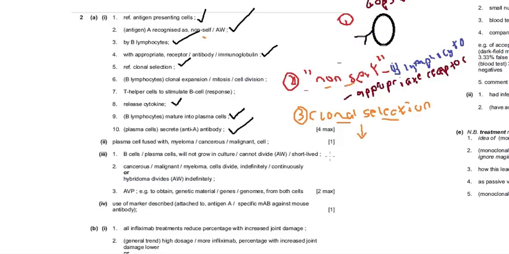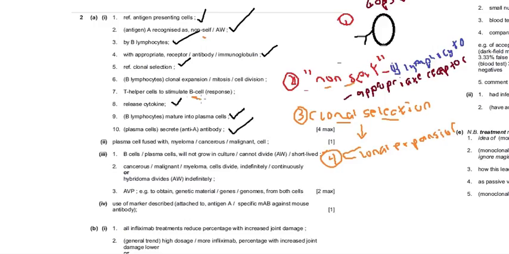That's why we get clonal expansion. We get clonal expansion after clonal selection. I hope I made my point clear. And then T helper cells stimulate B cells.